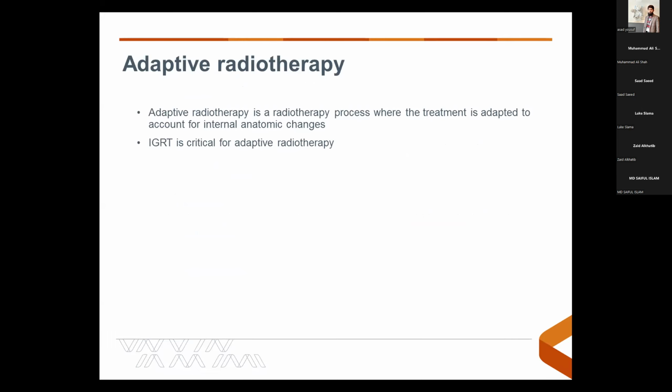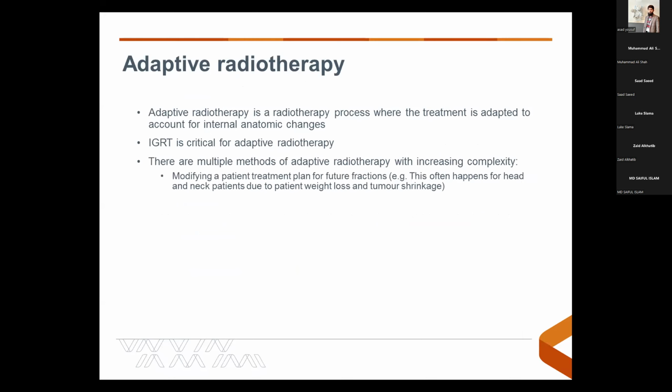Adaptive radiotherapy. This is a radiotherapy process where the treatment is adapted to account for internal anatomic changes. IGRT is critical for adaptive radiotherapy. So there are multiple methods, each with increasing complexity.